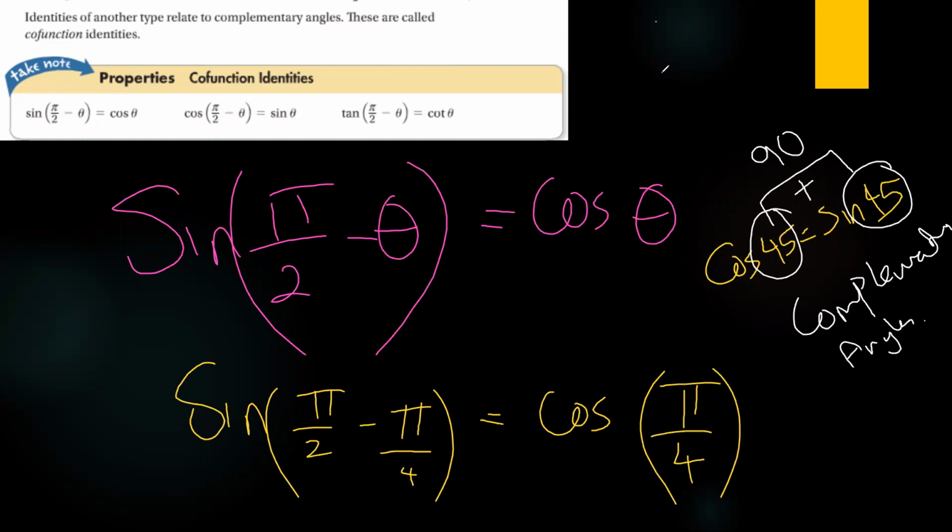So the cosine here is the sine of any angle. As an example, the sine of 10 will be the cosine of 80, and cosine of 10 will be sine of 80. Why? Because 80 and 10, if you add them, are complementary angles.